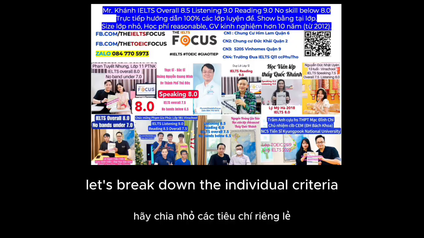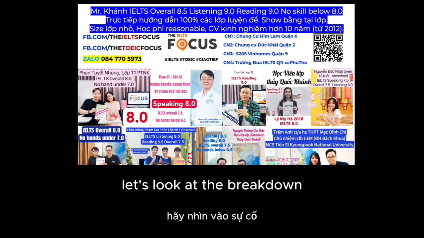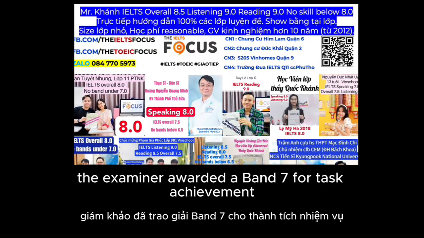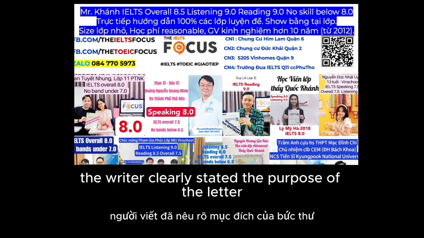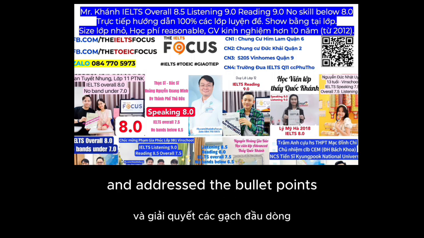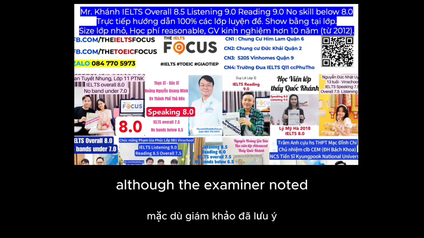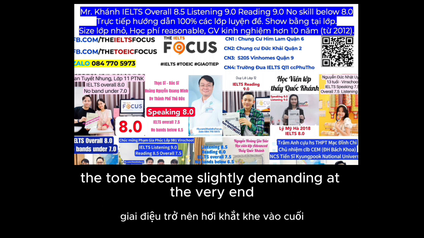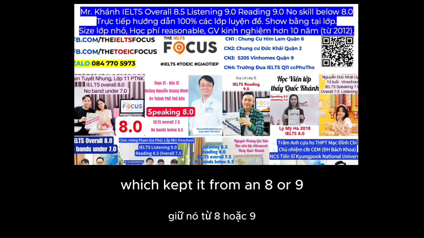Let's break down the individual criteria. Let's look at the breakdown. The examiner awarded a band 7 for task achievement. The writer clearly stated the purpose of the letter and addressed the bullet points, although the examiner noted the tone became slightly demanding at the very end, which kept it from an 8 or 9.